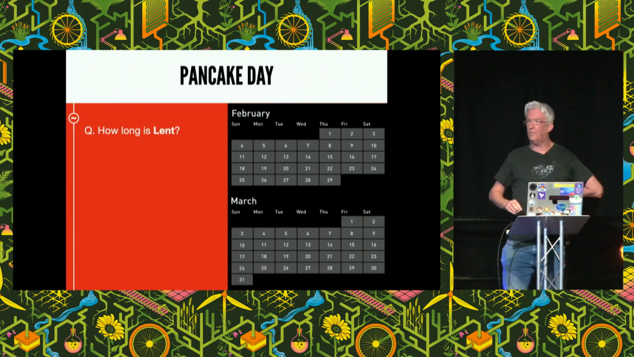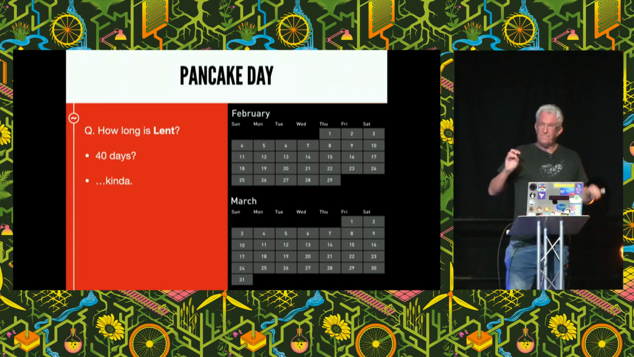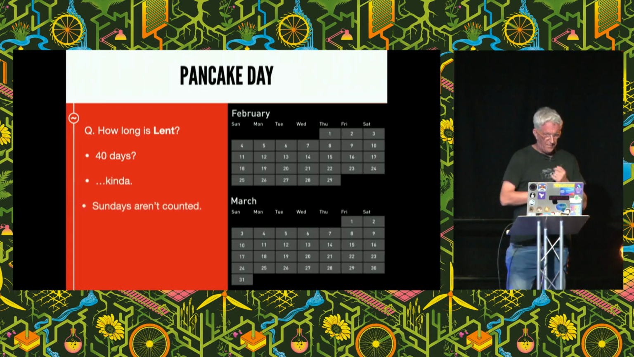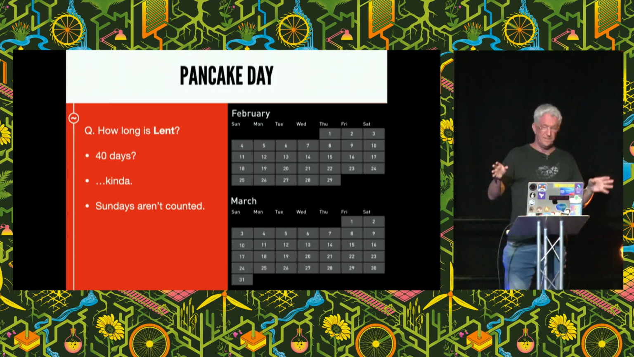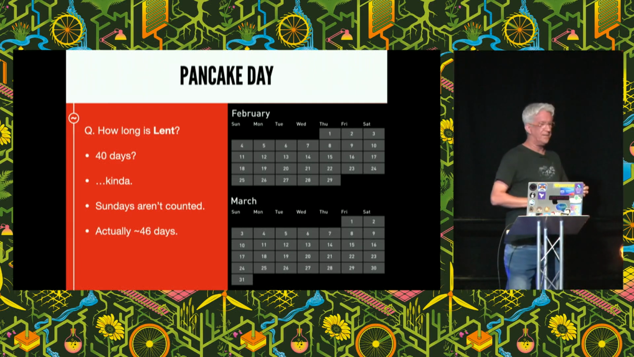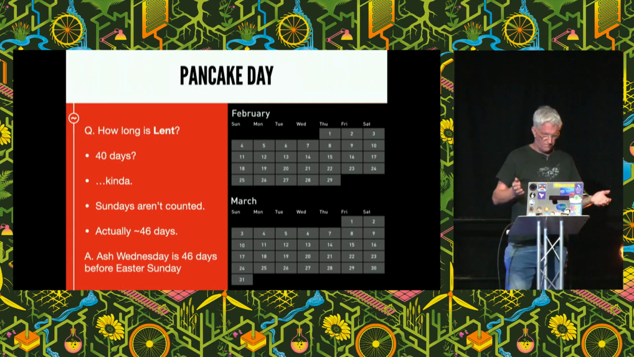So how long is it? Anyway, guess how long Lent is, because I had 40 days as well. That was what I had in my head. Sort of. Partly, well, I think this may be denominational, so I'm not going to say this is authoritative, but Sundays aren't counted, so it's actually closer to 46 days. It's complicated. It's more complicated than it has to be. Ash Wednesday, the first day of Lent, is 46 days before Easter Sunday.